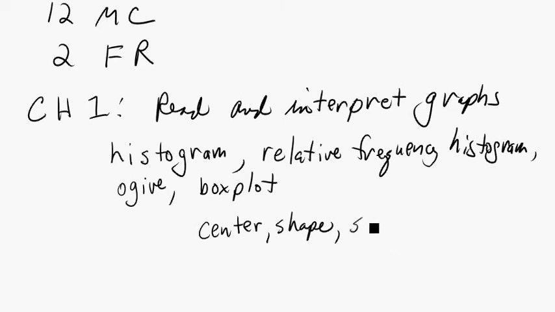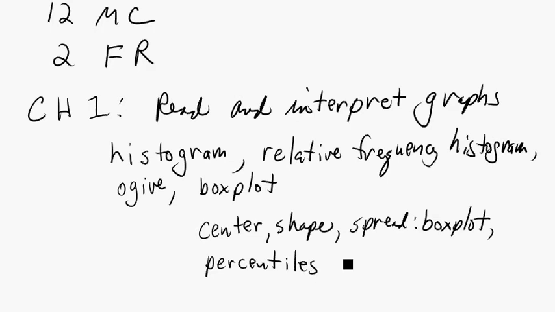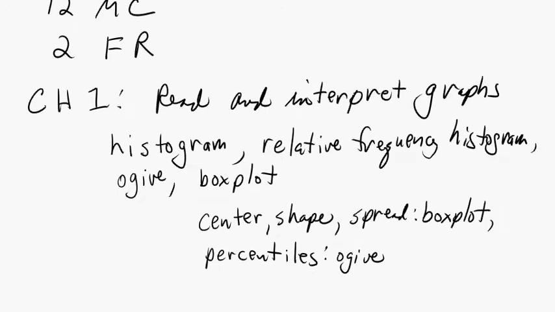So I'll say you should be able to look at a box plot and determine IQR. And on ogives, you need to be able to figure out things like percentages and percentiles. Only on the ogive, where it's pretty clear. Okay?